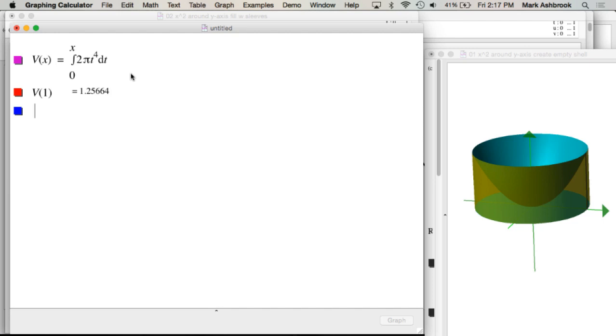What about halfway? So I can do V of 0.5. So when the current value of x is 0.5, the accumulated volume is like just taking that thing for a radius of 0.5 and looking at that much volume: 0.03927. Any questions?